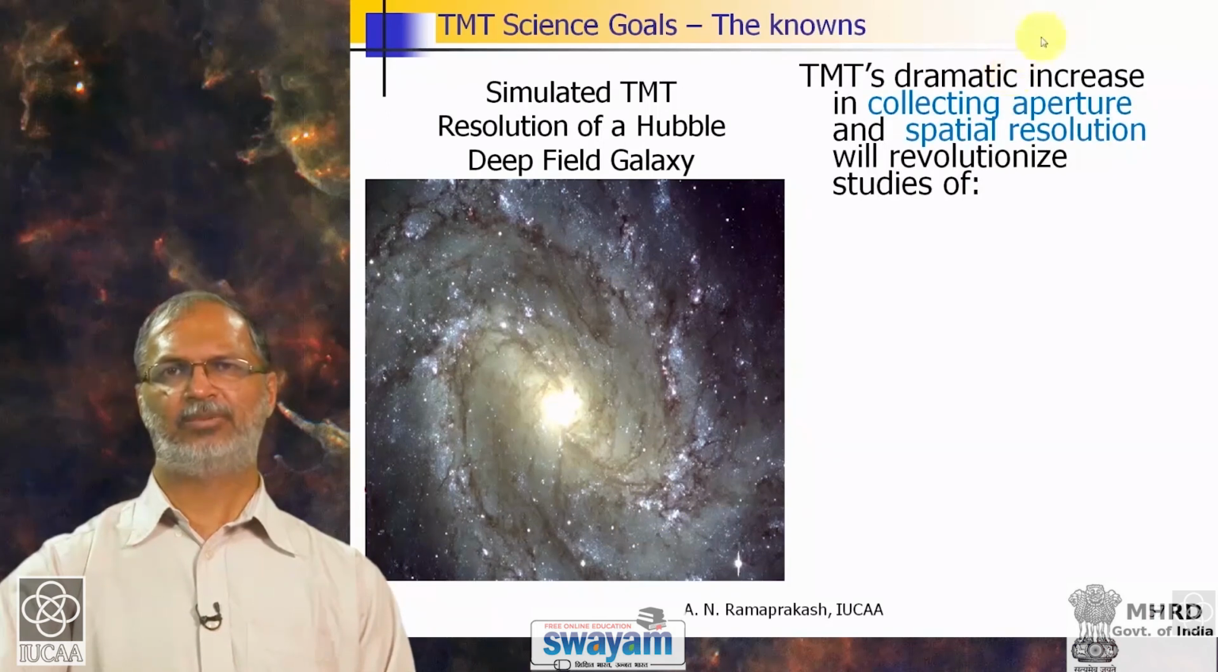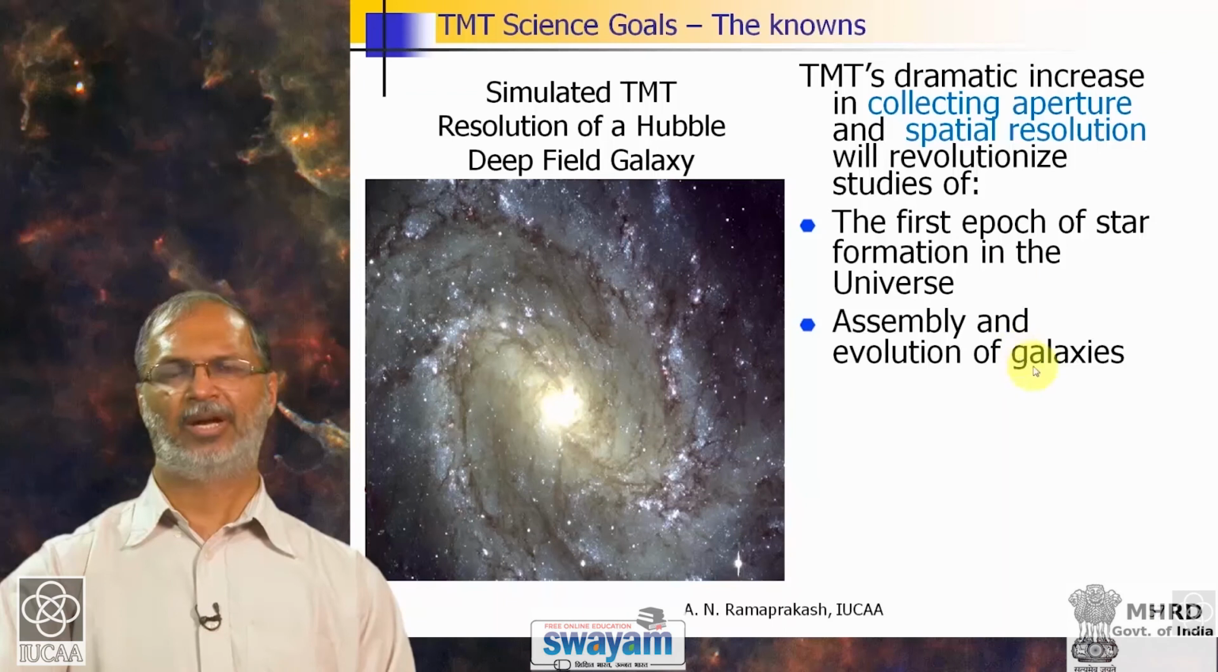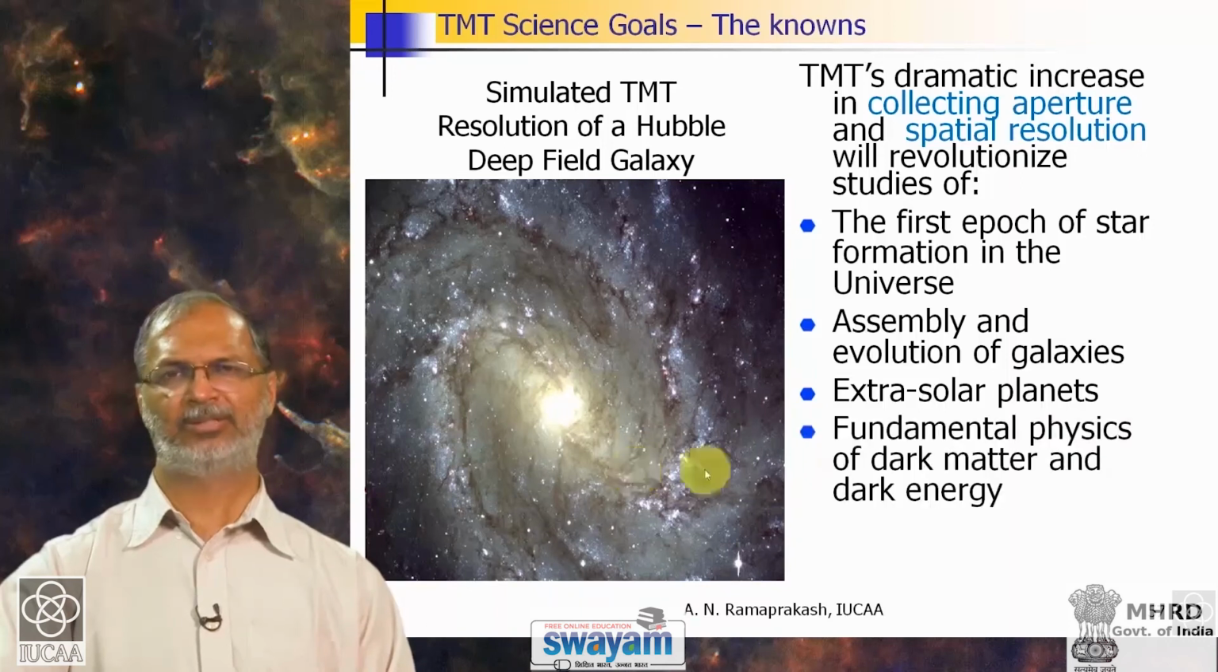So, TMT, with its dramatic increase in the collecting area and spatial resolution, will lead to a revolution in the studies of many things, such as when did the first stars form in this universe, when did these galaxies get assembled in this universe, are there extrasolar planets, can we image them, can we see if they have atmospheres like that of what we have on Earth, are there rocky planets, how far away are they from their parent stars, all these questions. Is there evidence of life on those planets?